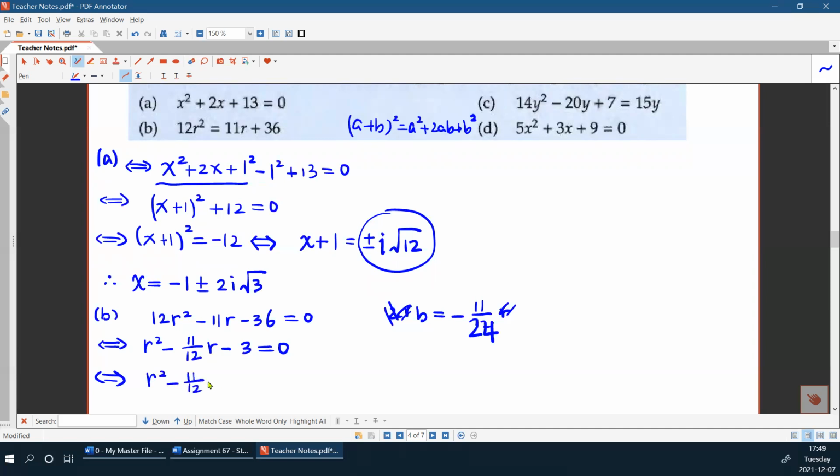Then let's add another term, which is 11 over 24 squared, right? And then this is a squared minus 2ab plus b squared, right? And because there is no such term originally, we need to subtract it in order to make the new equation equivalent to the original one. Then copy the rest of the equation.